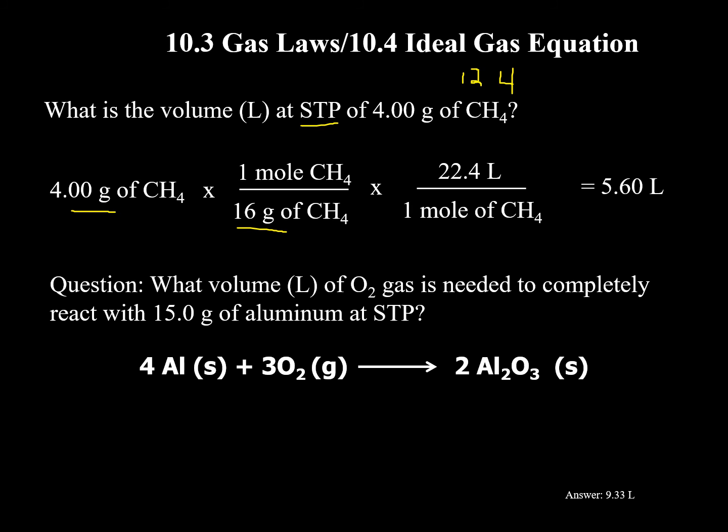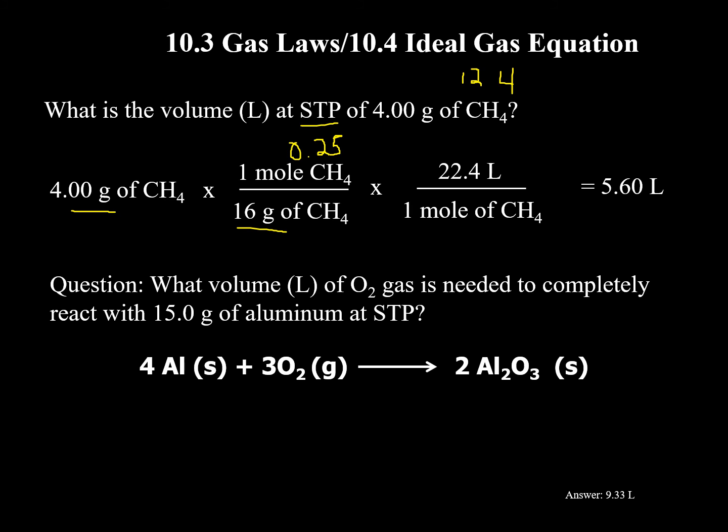So if I did 4 divided by 16, I got 0.25 moles. And then you multiply that by 22.4, you get 5.6 liters. So you can pause and try this next question. What volume of O2 gas is needed to completely react with 15 grams of aluminum at STP?